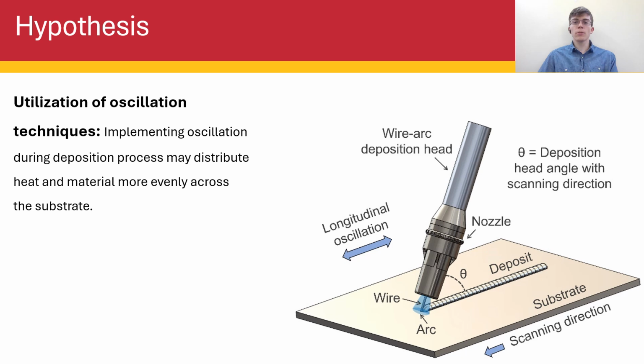Additionally, this approach facilitates a more even dispersion of material, improving microstructural integrity and promoting consistent layer bonding. These benefits collectively contribute to superior mechanical properties and dimensional accuracy in additively manufactured components.